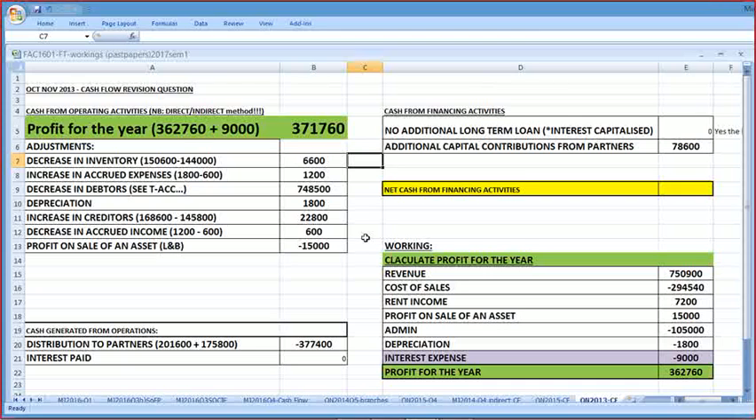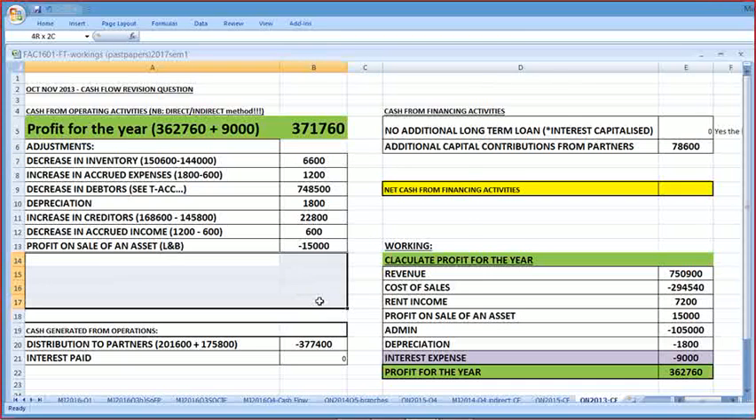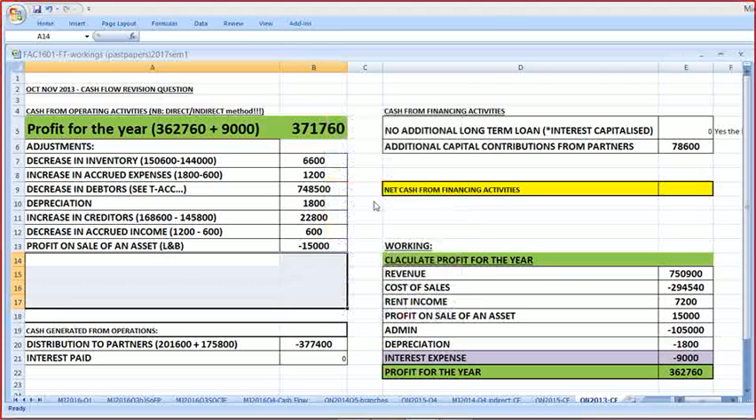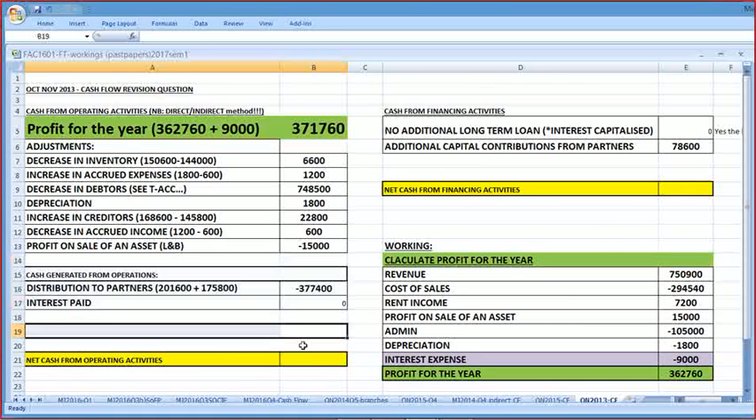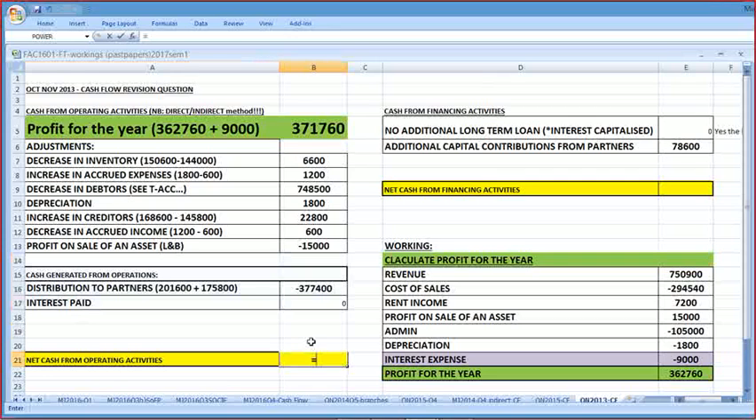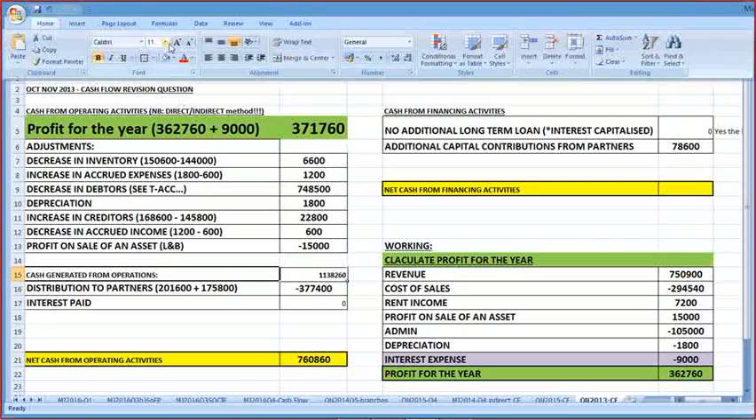Then we just need to total up. Cash generated from operating activities is going to be the cash generated from operations minus that. I need to sum up all of that. So I get that answer.